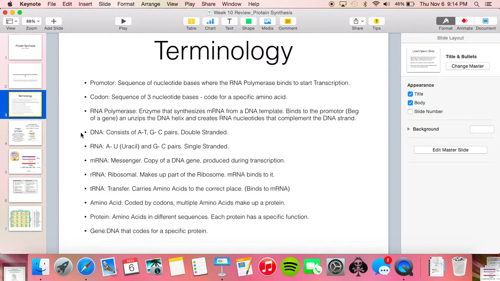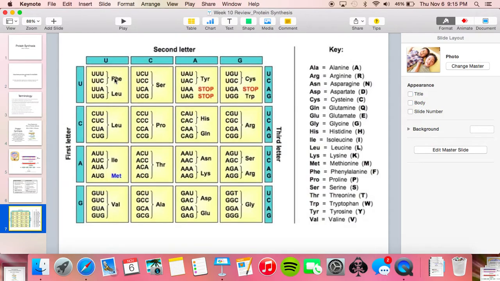Okay, so I'm going to go up here really fast, then we'll get back down to these types of RNA. The first thing is a promoter. Promoters are basically a sequence of nucleotide bases where the RNA polymerase binds to start transcription. A 3-pair nucleotide base sequence would be something like this. That is a codon, that is what all of these are. A codon would be each of these 3 bases put together. And if you see over here, let's say you get TYR, you look over here and that's tyrosine. That is the type of amino acid you would have if you had that type of pairing.